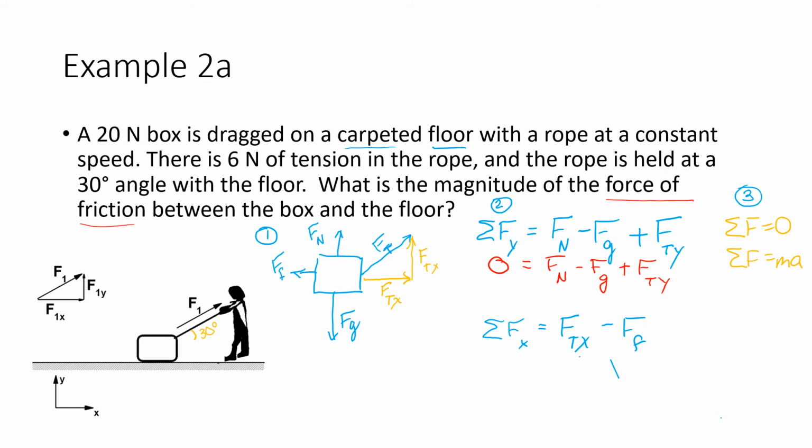What about in the x direction? It's being dragged across the floor, but are we accelerating it across the floor? What does it say? Constant speed. So that means in the x direction, we also have 0 acceleration. Okay, so that's our first 3 steps.